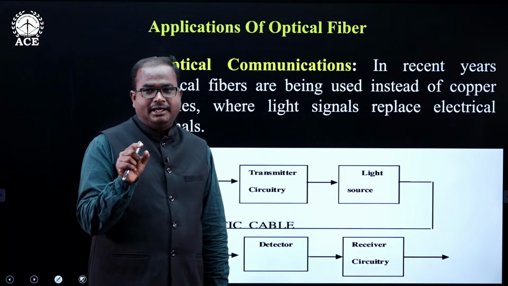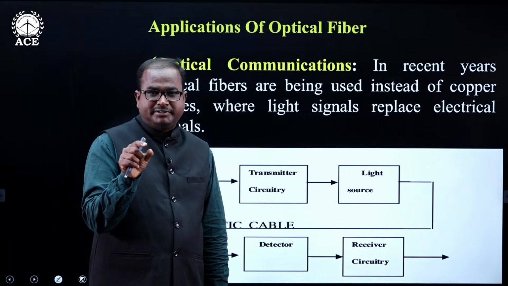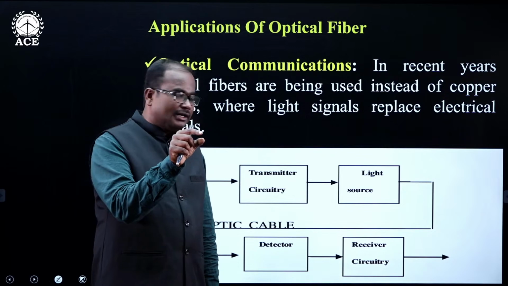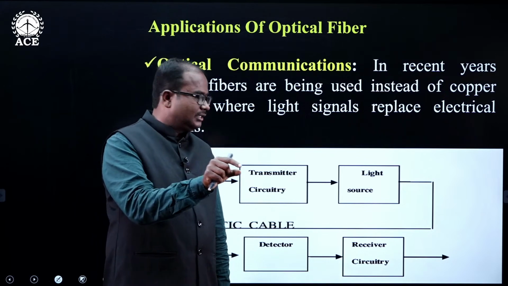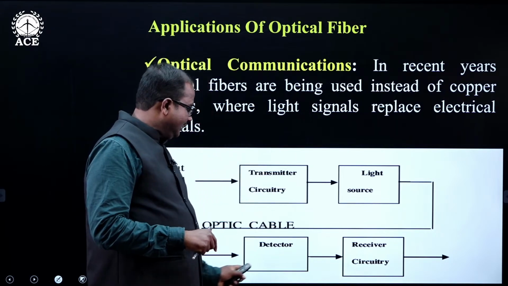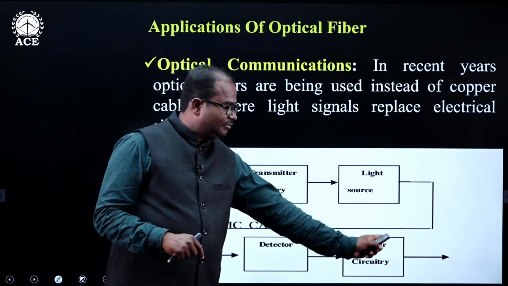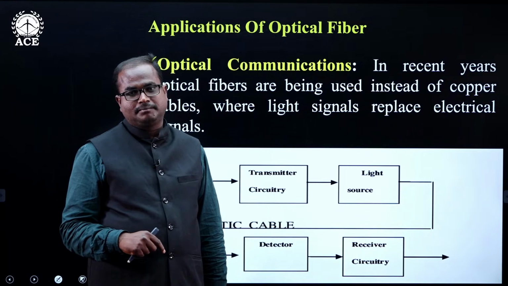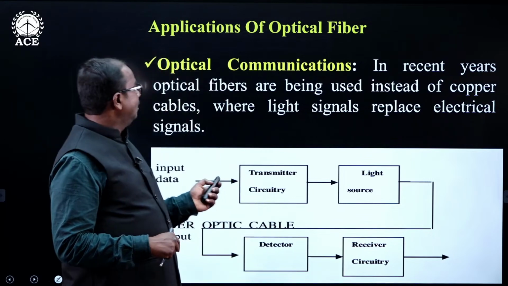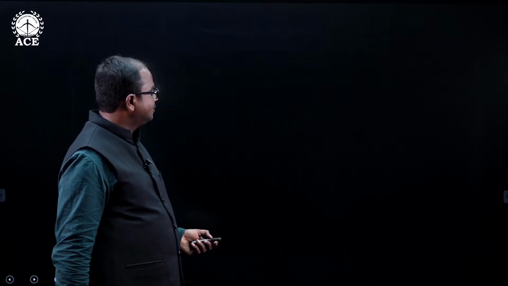So the input data, through the transmitter circuit, is mixed with a light source, and through the optical cables it is sent to the detector, and from the receiver circuit you will get the output. So this is the application in communication systems.